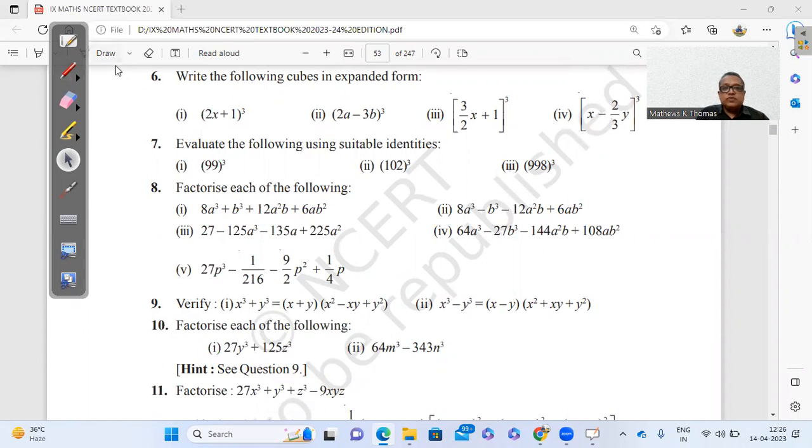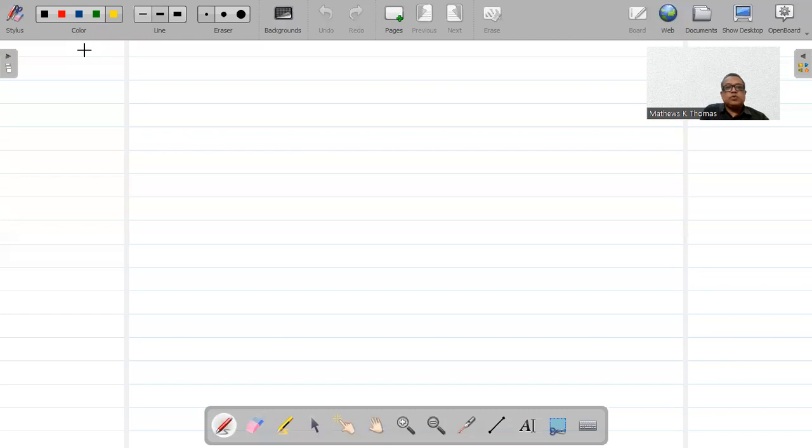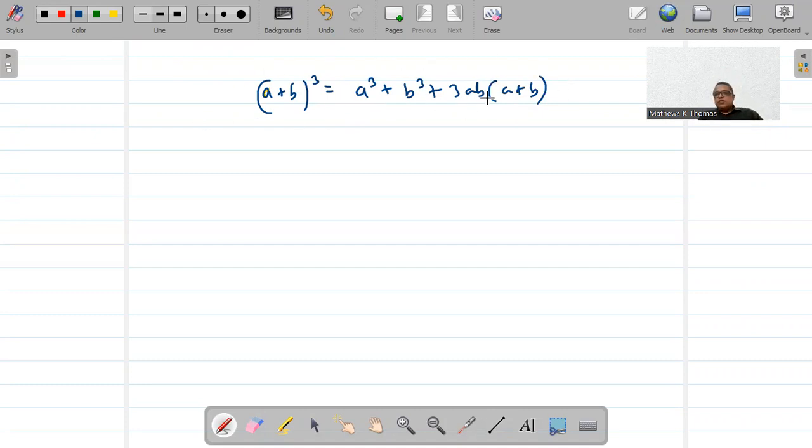So before doing this, we need to learn our identities, that is a plus b whole cube and a minus b whole cube. Please note down a plus b whole cube formula. A plus b whole cube, very important. A cube plus b cube plus 3ab bracket a plus b. This is the identity for a plus b whole cube.